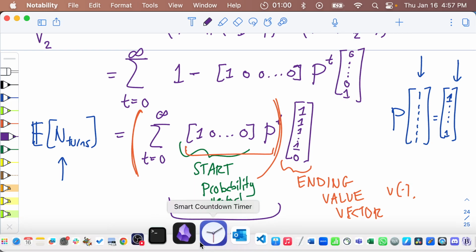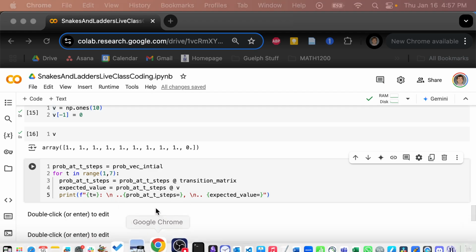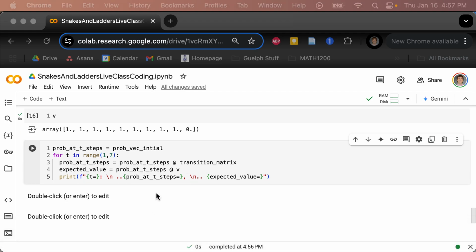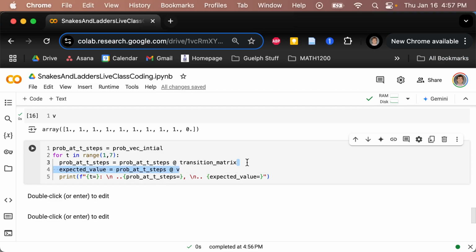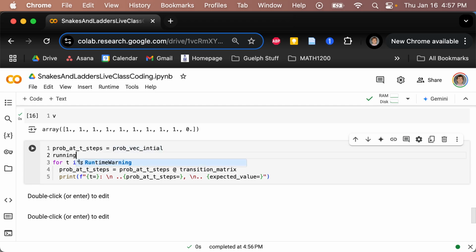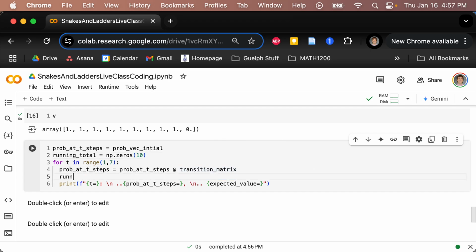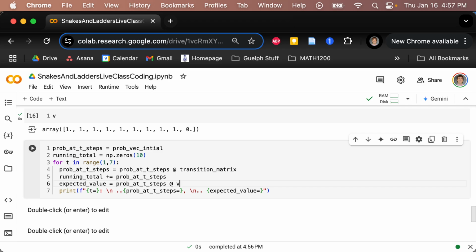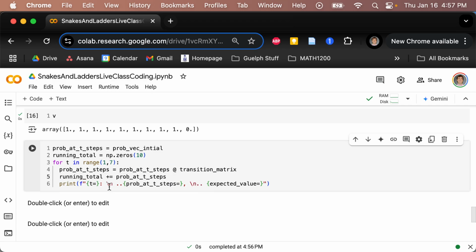Let's see what happens when I add them together. Right now, the code is just calculating the probabilities. We don't want this expected value. Let me just do the probabilities, and let me add them together. So I'm going to say running total, and that's going to start out as all zeros, and then I'm going to add it on. So running total plus equals this thing, and stop giving me bad suggestions, Google. Okay, and let's print out the running total.